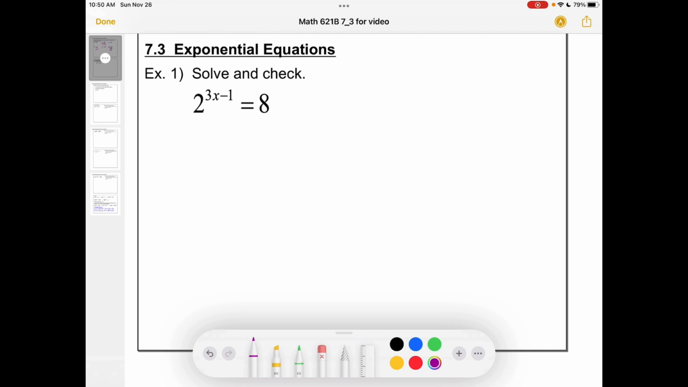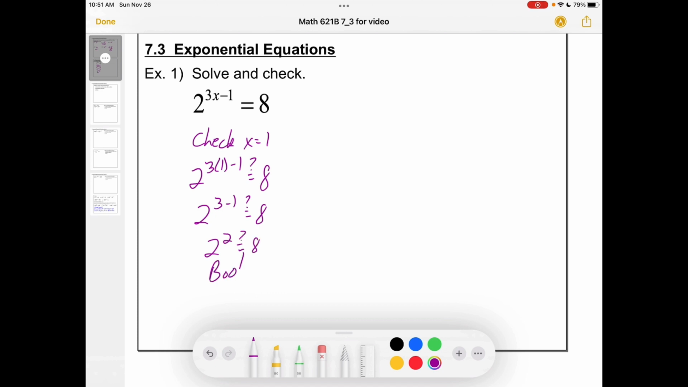And thinking about this equation, we could just try some things. We could just say, I wonder if x equals 1 is a solution. Let me throw that in there. I'd have 2 to the 3 times 1 minus 1 equals 8, which would be 2 to the 3 minus 1 equals 8. Oh my gosh, is 2 squared equal to 8? No. Boo. Okay, well, that didn't work. x equals 1 didn't work.